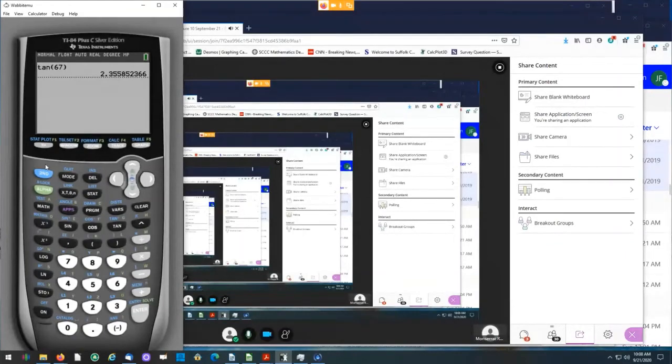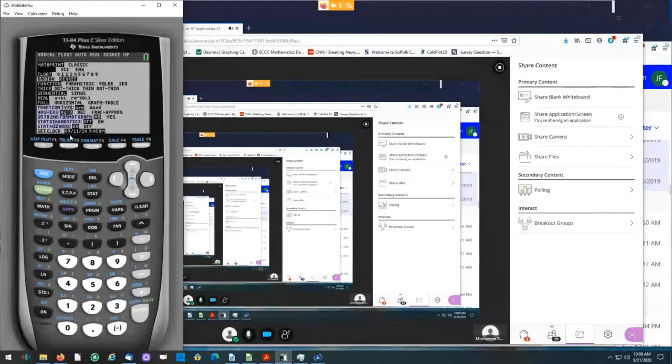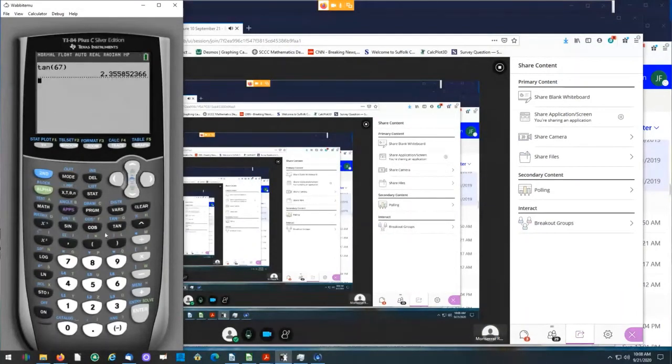Now, if I truly want 67 radians, then I have to change my calculator over here and put it in the radian measure. Now when I look at it, it looks the same. And I put the tangent of 67. This is now radians.